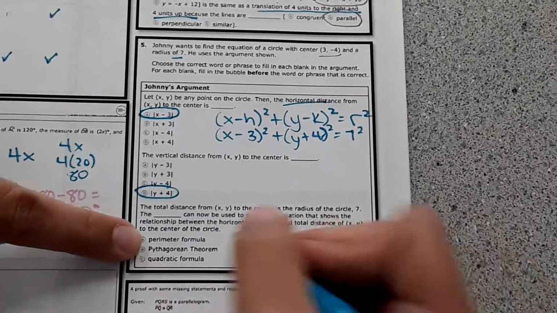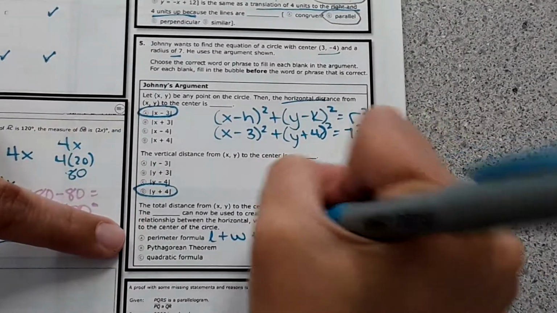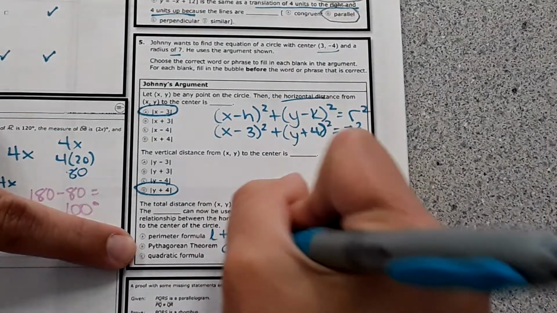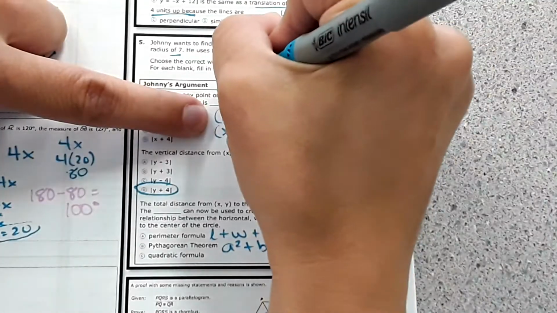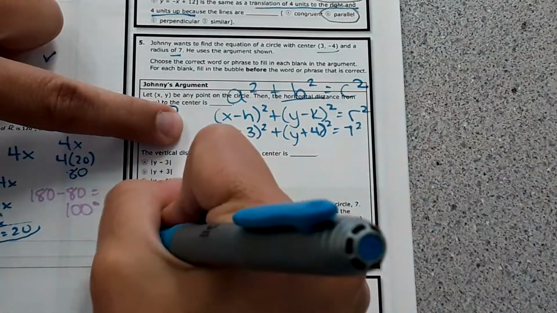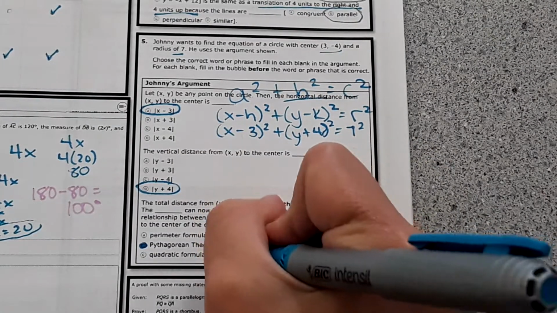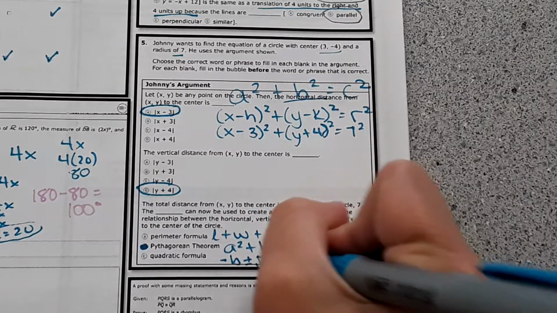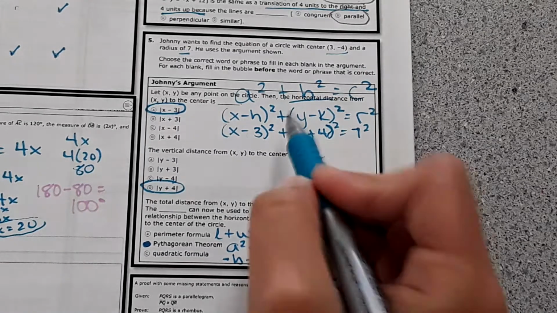Out of these, perimeter formula would be length plus width plus, it doesn't really make sense for the situation. Pythagorean theorem, a squared plus b squared equals c squared. If you look closely at the equation of a circle, it is a squared plus b squared equals c squared. So that is our actual answer. And then quadratic formula is that, you may remember from algebra, negative b plus or minus square root of b squared minus 4ac. There's nothing similar to that there.